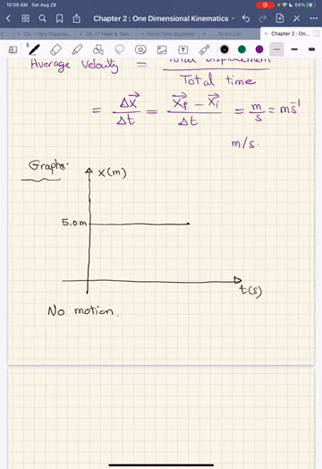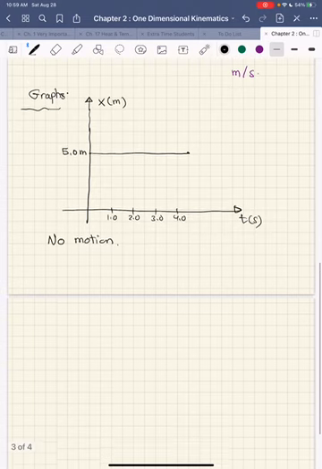Why is it no motion? Because I was looking at the object, it was at 5 meters, and then after maybe another second, it was, let's say I have the time here, this is 1, this is 2, this is 3, this is 4, okay? Then I know that I'm looking at the object at every instant, and the object is still at the same distance or displacement, which is 5.